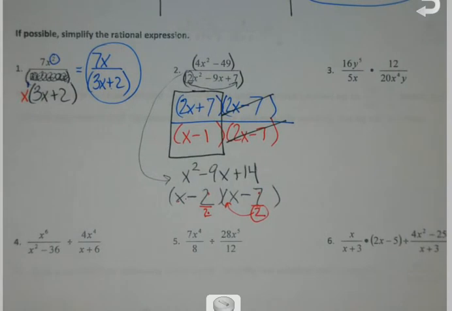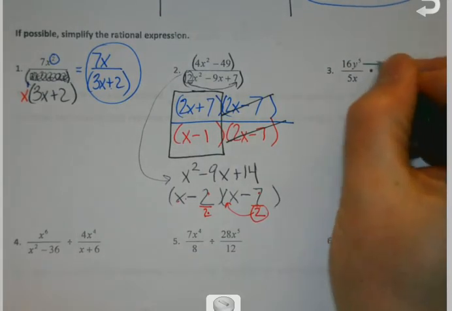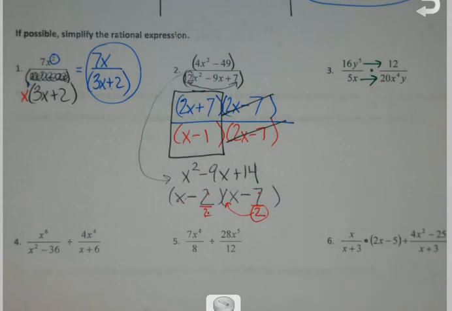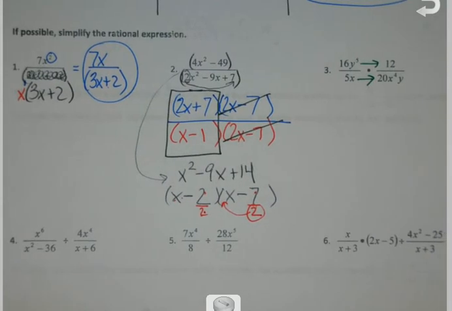Okay. When we get to a problem like 3, notice there's no binomials. There's no pluses or minuses anywhere this time. So personal preference, but normally at this point, these are the one type of problems that I'll actually multiply across right away.